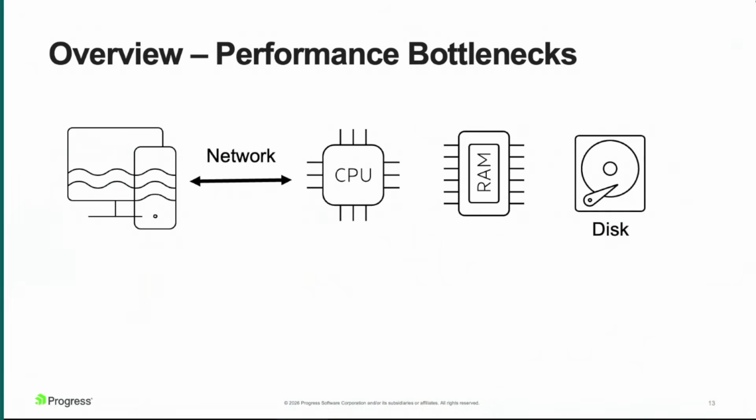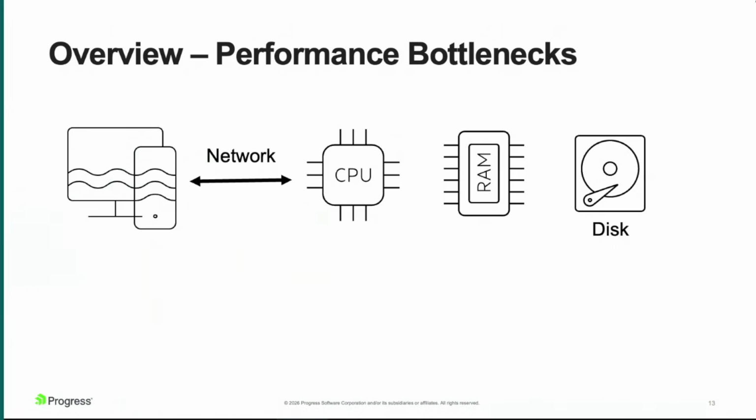Okay, so those are the parts of the database. Where are the bottlenecks? When I started in Progress 30 years ago, I had someone sit down and help me understand how to performance tune. And he wrote up on a whiteboard all these pieces. He said there can only be bottlenecks in 3 places: CPU, RAM, and disk.